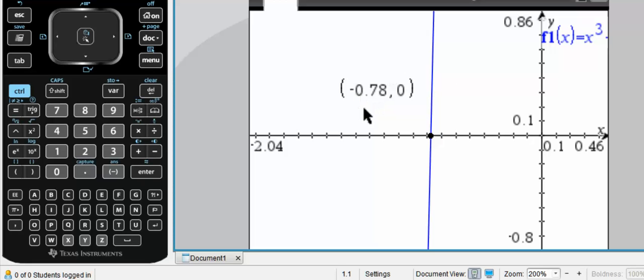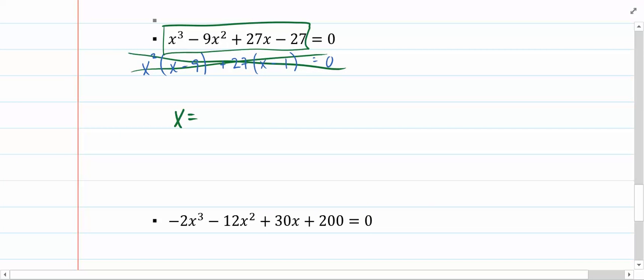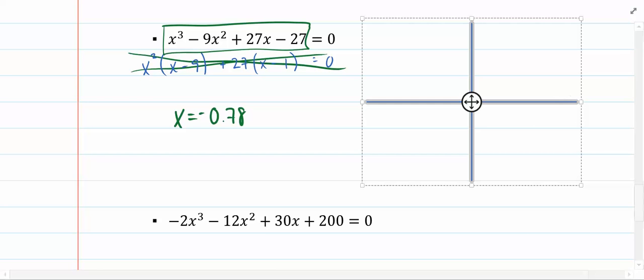We have a 0 at negative 0.78, and there's only one of them here, negative 0.78. So that's our solution. We had no way of finding that by factoring. There is no factor by grouping method that works. There's no GCF common to all 4 of these terms. The algebraic method to solve this is really quite tricky. It involves a lot of extra work that we're not prepared to cover in this Algebra 2 class. So we resorted to solving it by graphing.